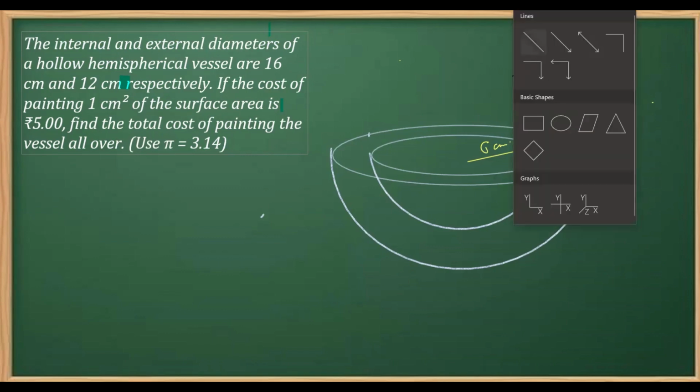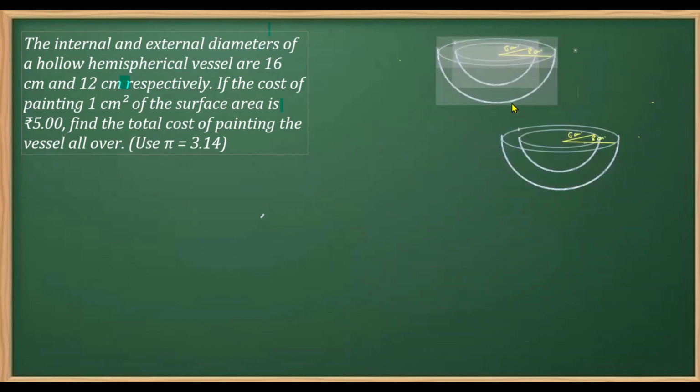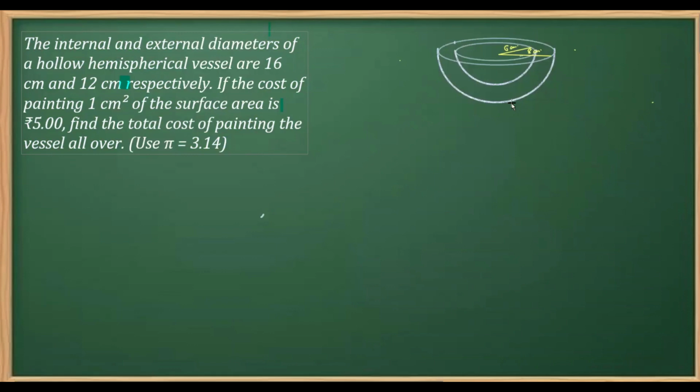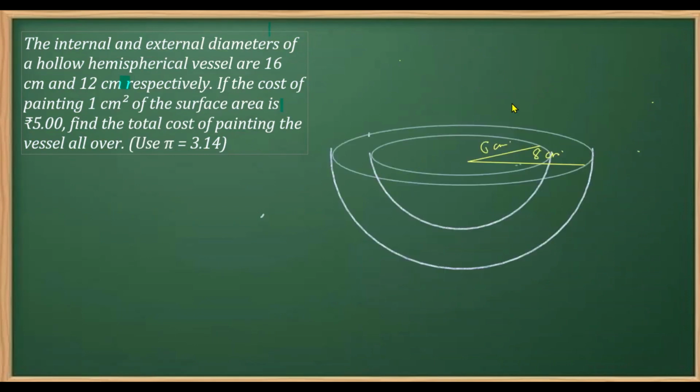And this is the external radius. The external diameter is 16, so it's going to be 8 centimeter. Now, what we have to find out is the cost. So let me make space first. Now, number one, we have to find the inside. First of all, it's the inside surface area.